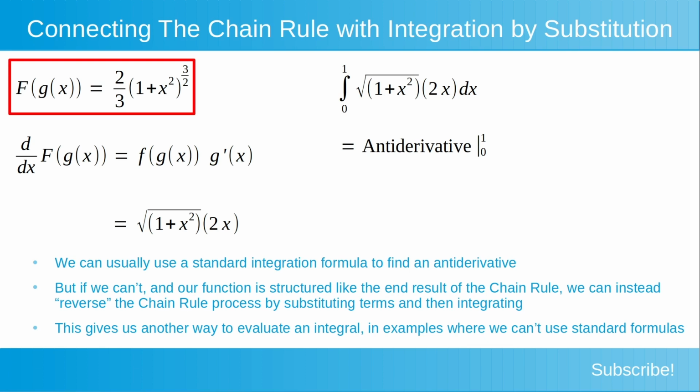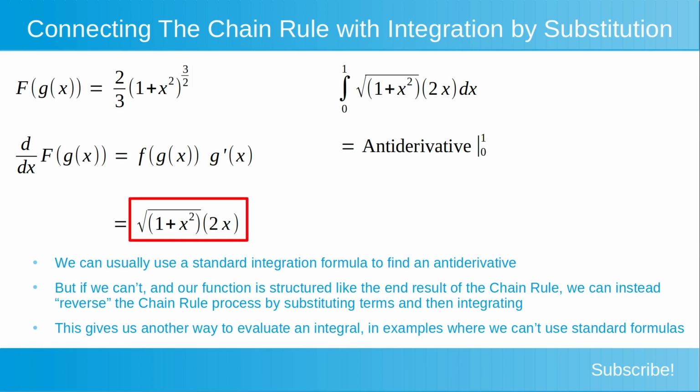Now, previously, we've established that this function shown here at the top left of the screen, capital F of g of x, that this is an antiderivative of this function, shown here highlighted, the square root of 1 plus x squared multiplied by 2x.